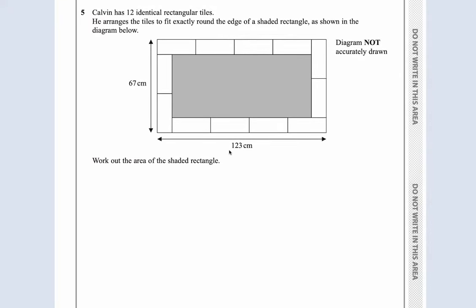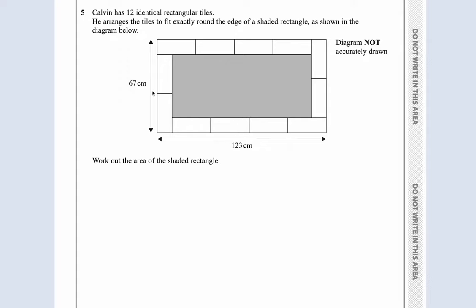Question 5. Calvin has 12 identical rectangular tiles. 1, 2, 3, 4, 5, 6, 7, 8, 9, 10, 11, 12. He arranges the tiles to fit exactly on the edge of a shaded rectangle as shown. Work out the area of the shaded rectangle. Okay, this, guys, I think is manageable.